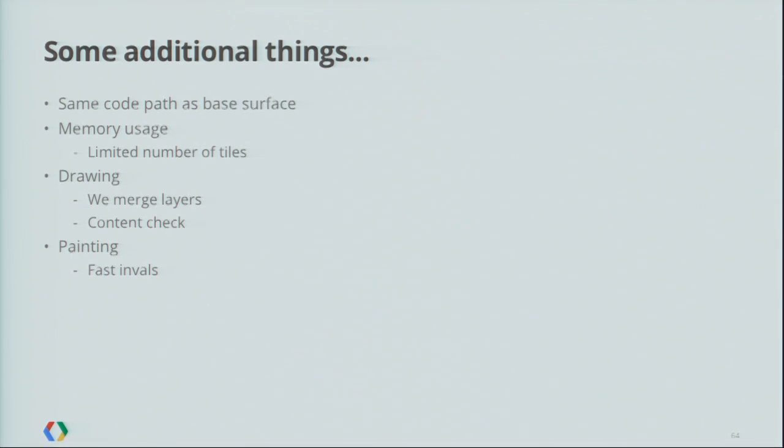Basically, what we're using is the same code path as for the base layer, what I was describing earlier. And we have the same constraints. We try to do a couple of clever things to help you with that, because if you generate too many layers, that can be an issue in terms of memory. So we try to merge layers if we can, and a couple of things like that.